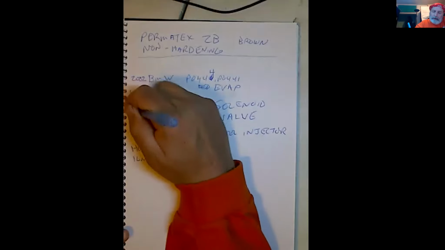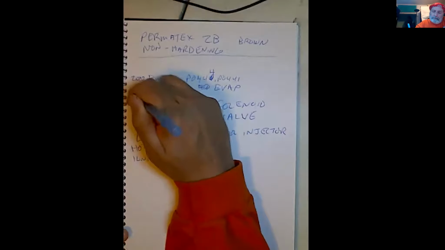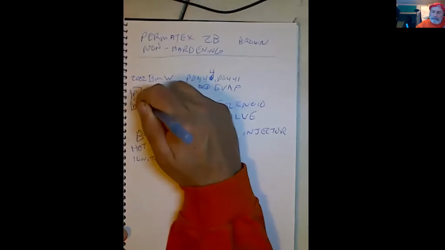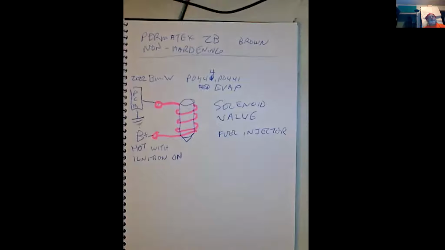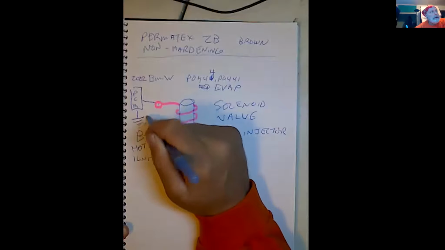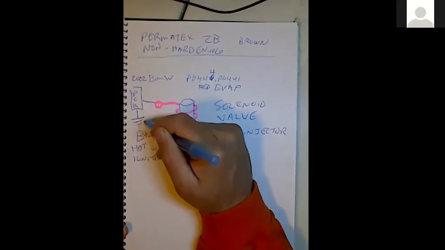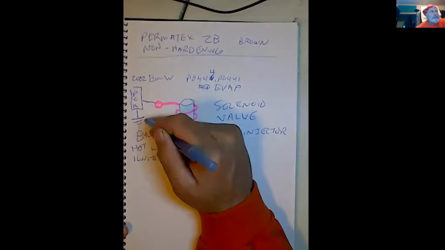Now over here we've got the PCM attaching to this. What's that? The powertrain control module. Good. What's this? That is the on and off switch right there. Nope, that's ground. Oh, it's ground.